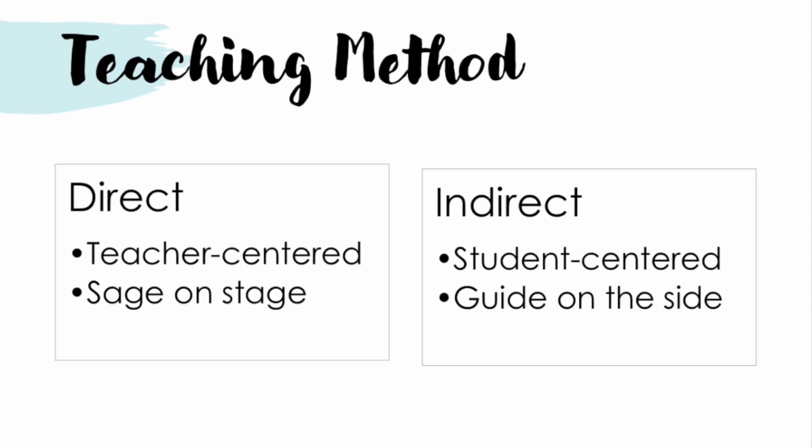Now, the second things that we are going to be comparing are the direct method of teaching and the indirect method of teaching. When you say direct method, this is actually teacher-centered. Okay, so you think of the teacher as the sage on stage. Sage here means expert. Okay, so the teacher is the one that drives the learning. The teacher is the one who talks too much, who talks a lot inside the classroom. The students would just be learning from the teacher. Okay, so that's the direct teaching method. It's teacher-centered. The teacher is the sage on stage.